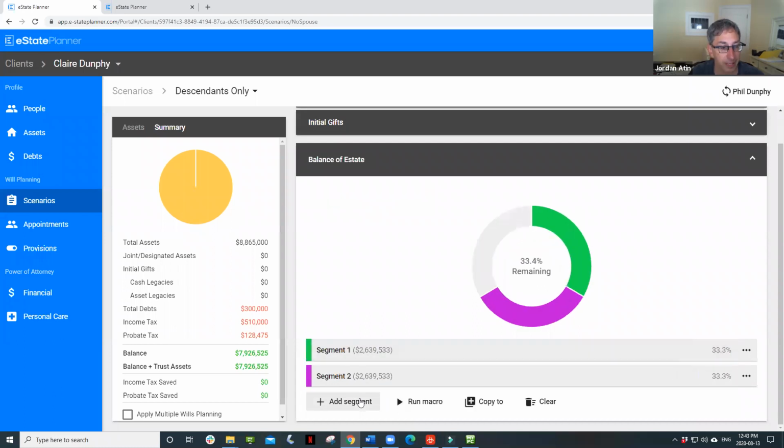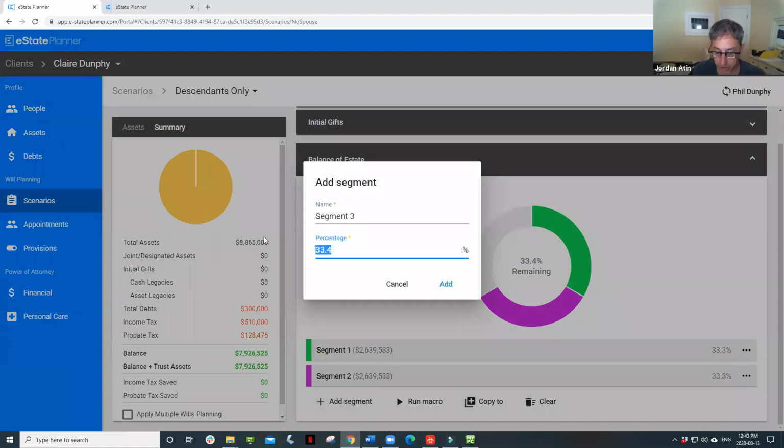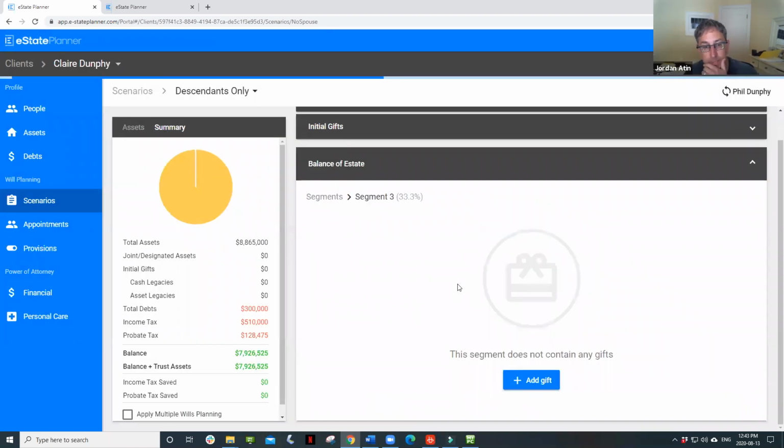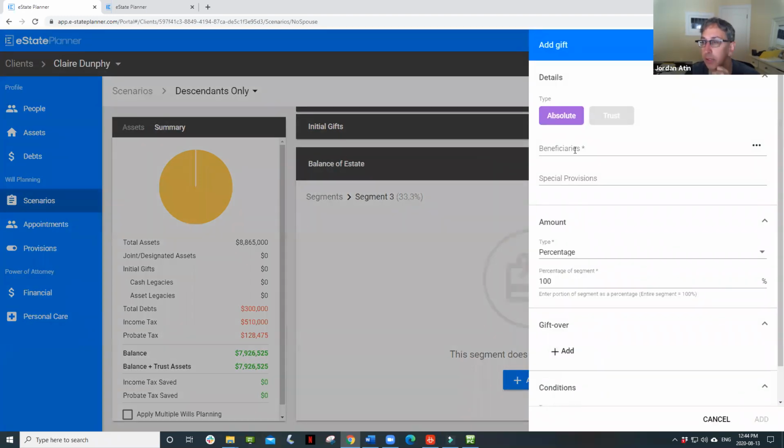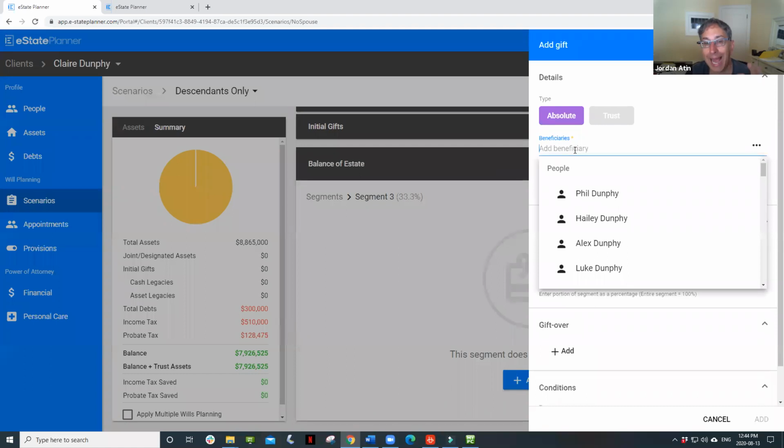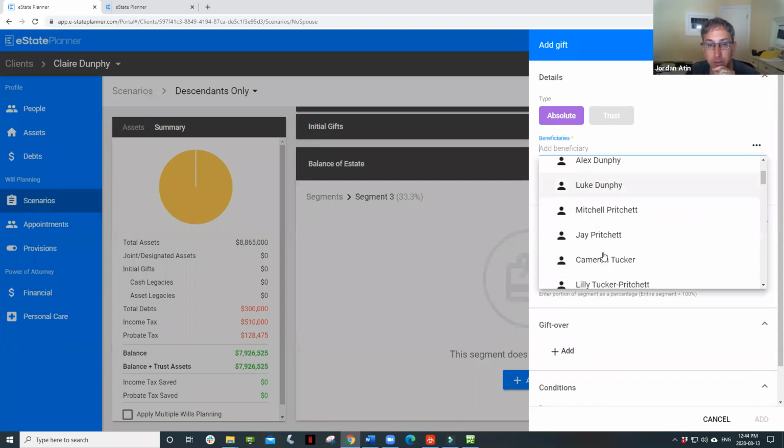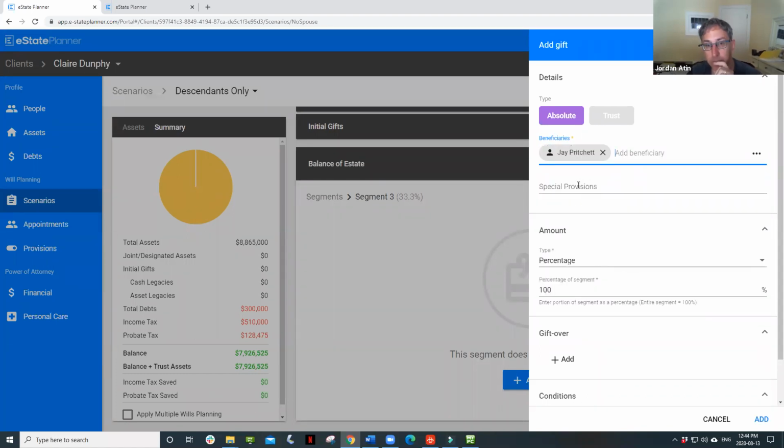And then the last segment we're going to create, and we're going to change that to 33 1/3 so everyone gets the same amount. And it recognizes, by the way, that that's 100%. So now we're going to divide that gift of a third into different shares. So we want half of that 1/3 to go to Jay. So we're going to say, okay, how much of that segment are we giving to Jay? Well, we're giving 50% of that 1/3 to Jay.